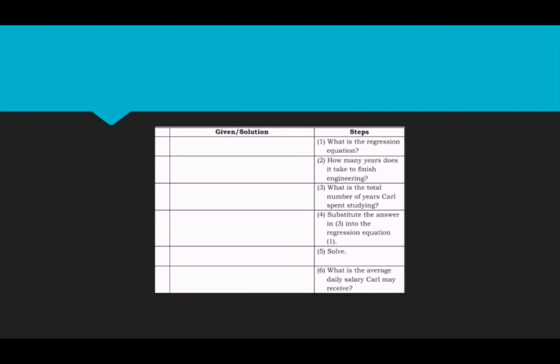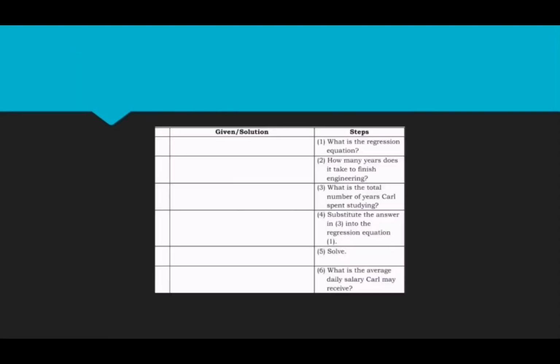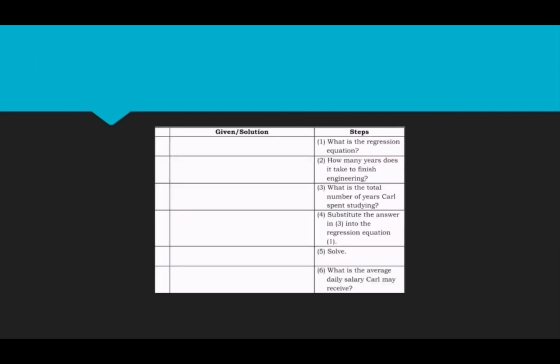How many years does it take to finish engineering? That's the second step. So our answer is going to be, according to George, 5 years. Step 3, what is the total number of years Carl spent studying? X equals 18, meaning 18 years.